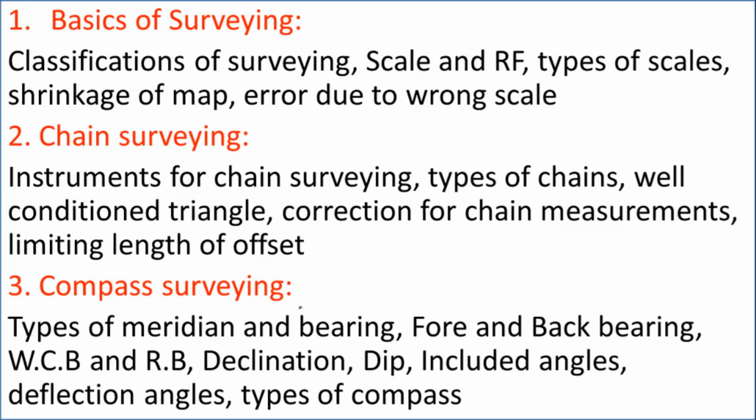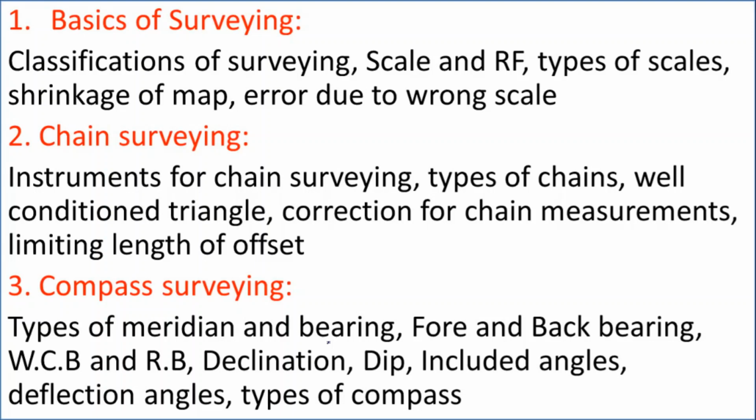Then the next chapter is compass surveying. In compass surveying, we will see the types of meridian and bearing. There are 4 types of meridian in total. The first one is the true meridian, the second is the magnetic meridian, the third is the arbitrary meridian, and the fourth one is the grid meridian. Those things we will see here.